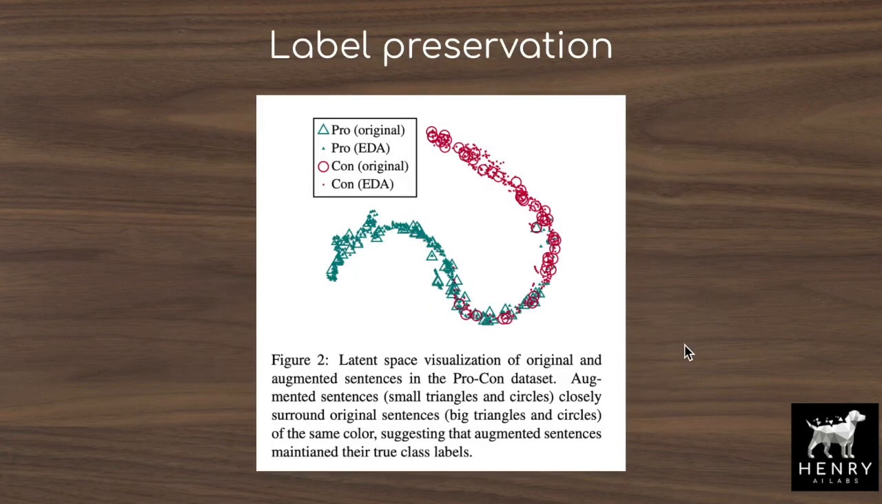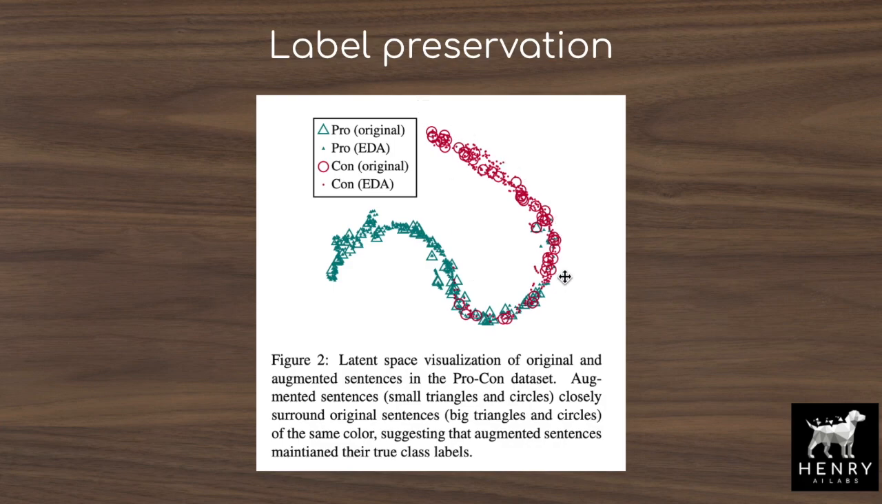This t-SNE visualization shows that even though these data augmentations are kind of risky with respect to preserving the class label, they actually do a pretty good job with this pro-con dataset. So in this case, we're looking at the t-SNE dimensionality reduction into 2 dimensions of the last hidden layer of a recurrent neural network when it's doing text classification with these pro-con examples. So it's taking the sentence and putting it through the neural network, and then we're looking at the last hidden layer and reducing it into 2 dimensions so that we can visualize it.